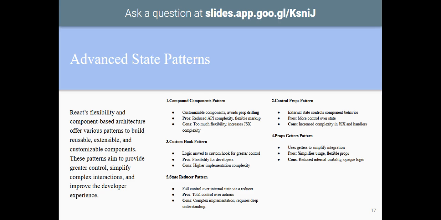Next, we have the control props pattern. This pattern relies on external state to control the behavior of the component. The parent component holds the state and the child component receives props to control its behavior. This also increases the complexity of JSX and handlers, making the code hard to maintain.